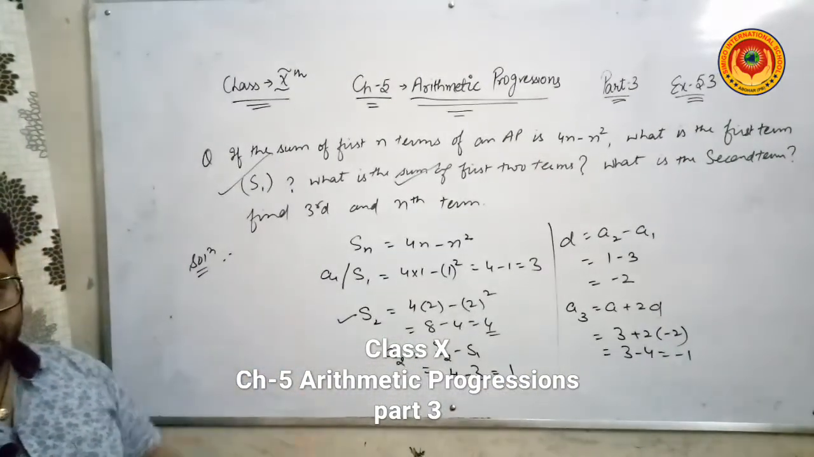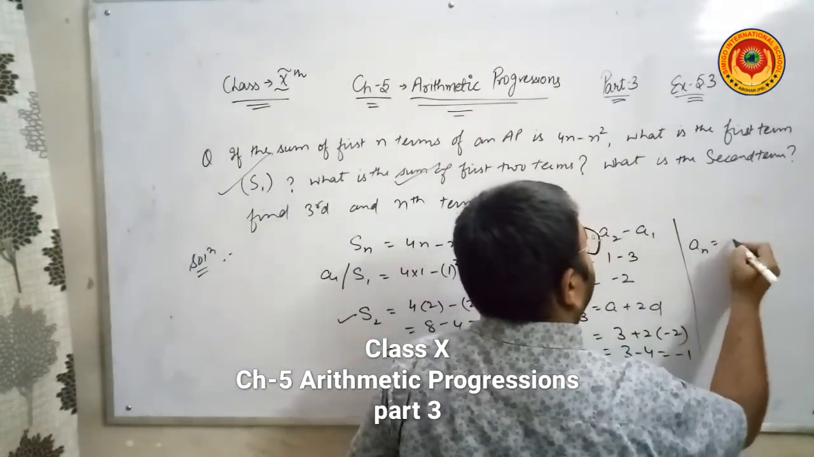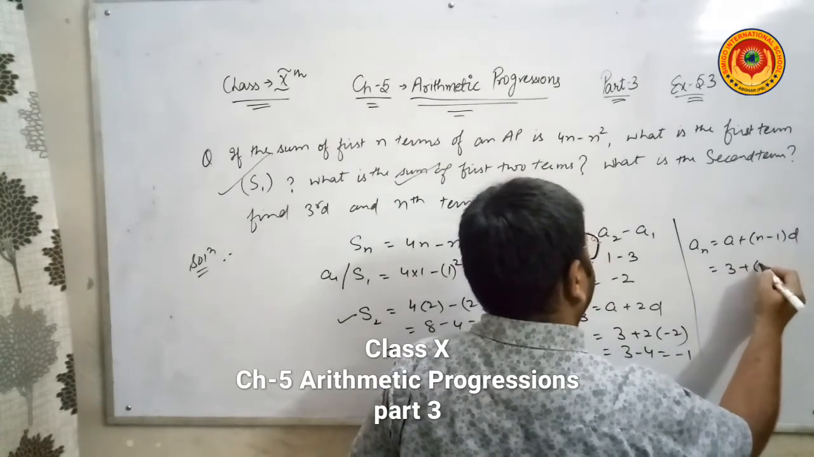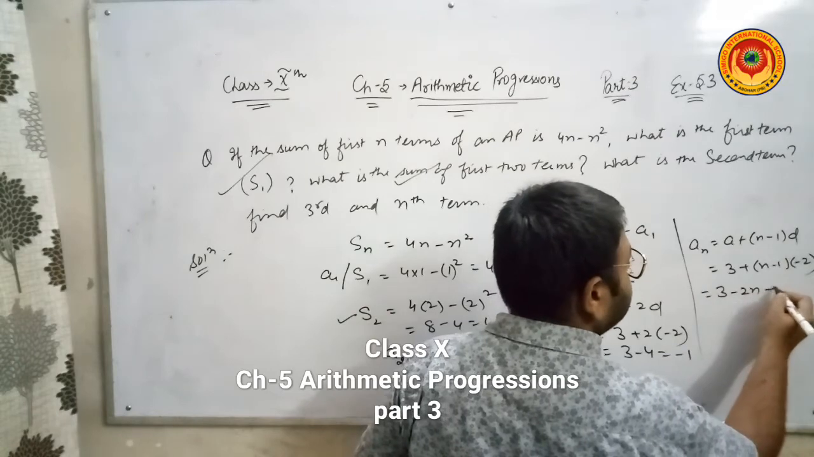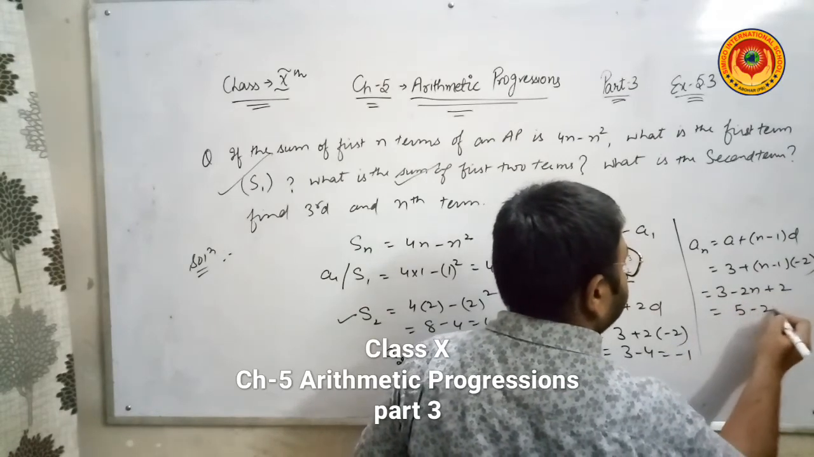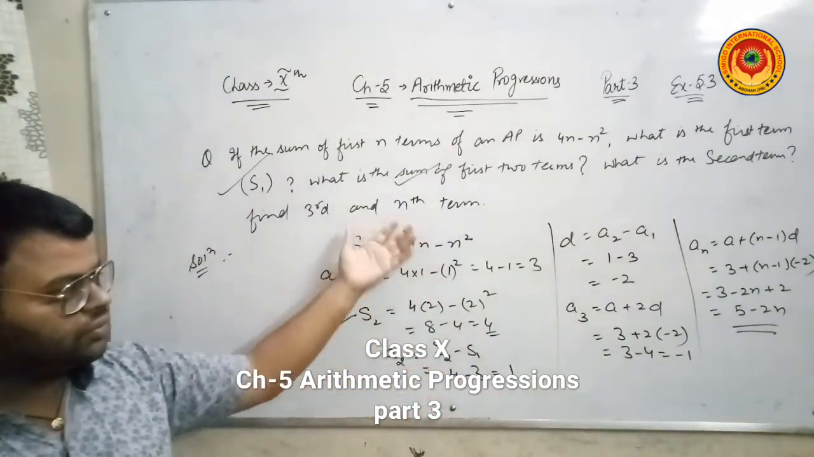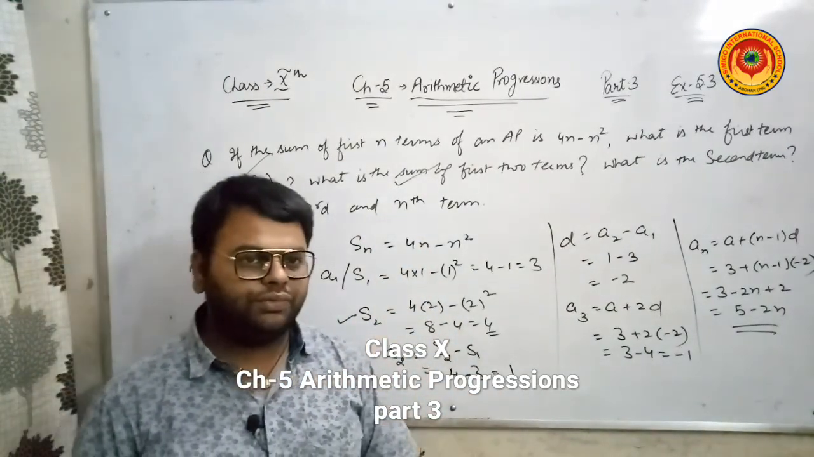Now next, last, what is the nth term? a plus n minus 1 into d. a is 3. What is d? Minus 2. 3 minus 2n plus 2, that is 5 minus 2n. Very easy question. This is your nth term. Okay, so this is all about this question. I hope it's clear to you. Thank you.